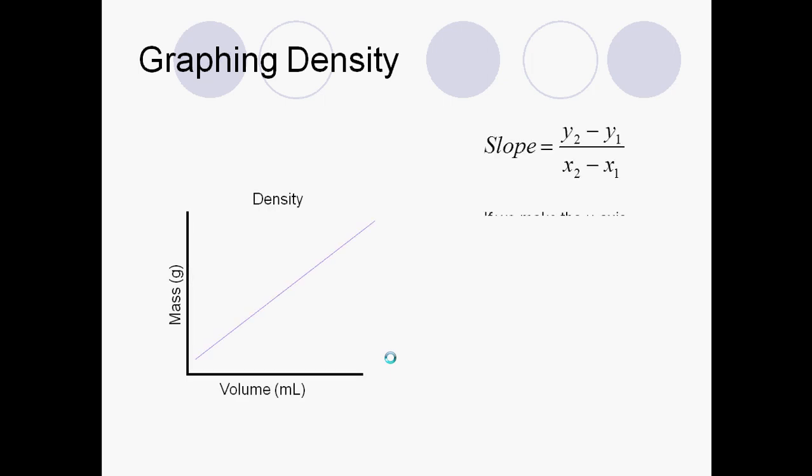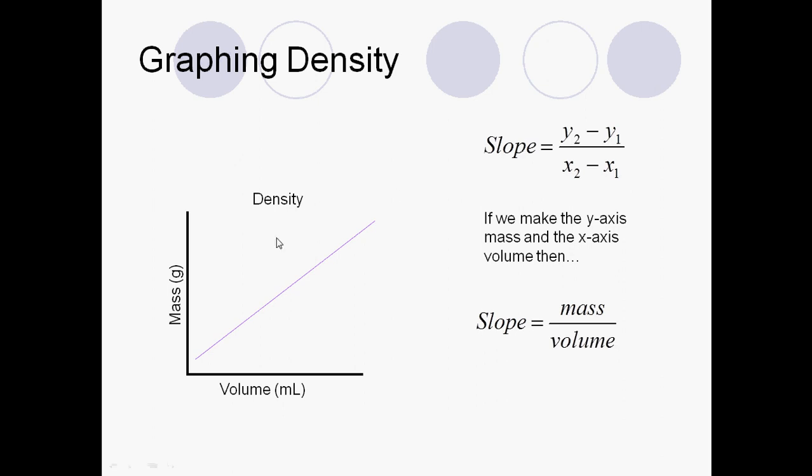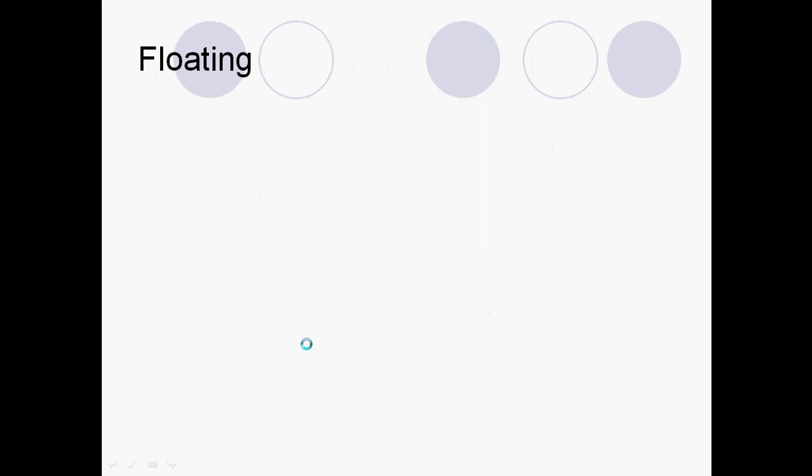Graphing density, we use slope, so rise over run. Rise is going to be how far you go up, run is going to be how far you go over, so y2 minus y1 over x2 minus x1. So the y is going to be the mass and the x is going to be the volume, just like it shows over here on this graph. So the slope is mass over volume, and that's exactly what density is, mass over volume. So the slope is equal to density. So if we can figure out our rise going this direction over our run going across, we can figure out the density of a substance.